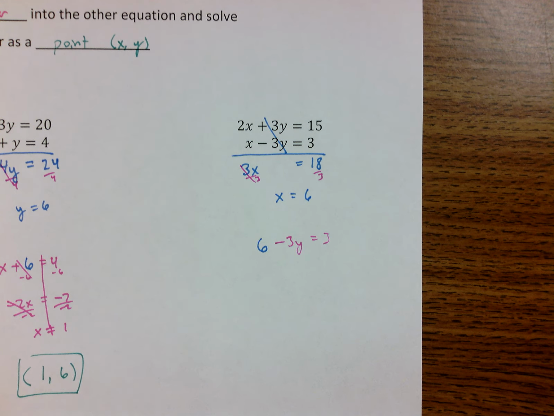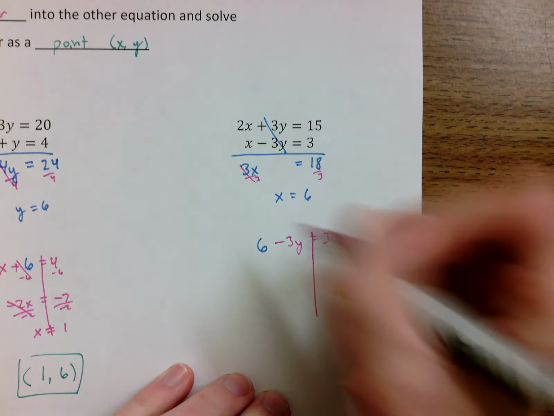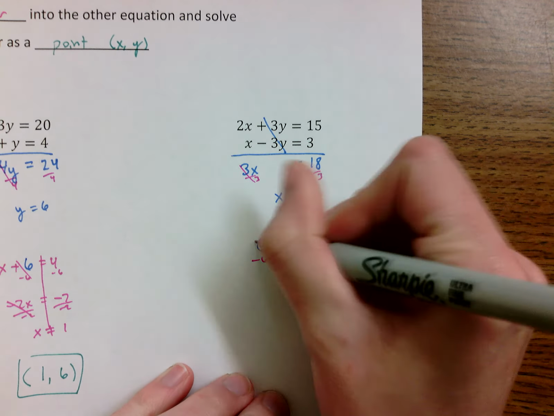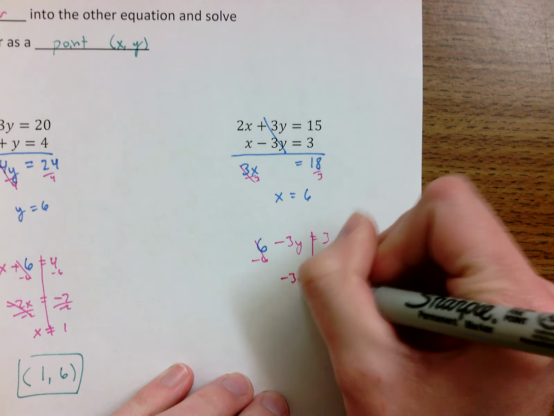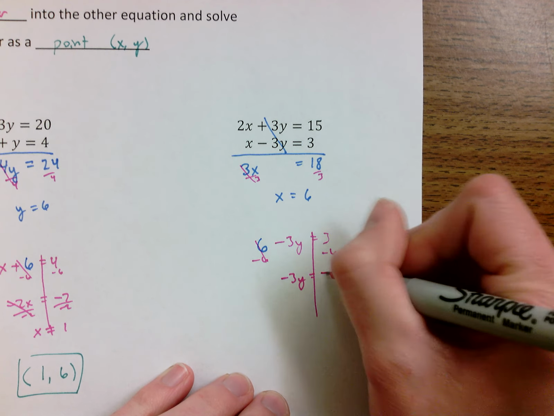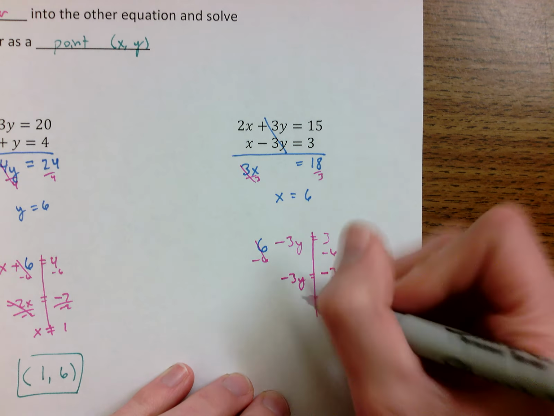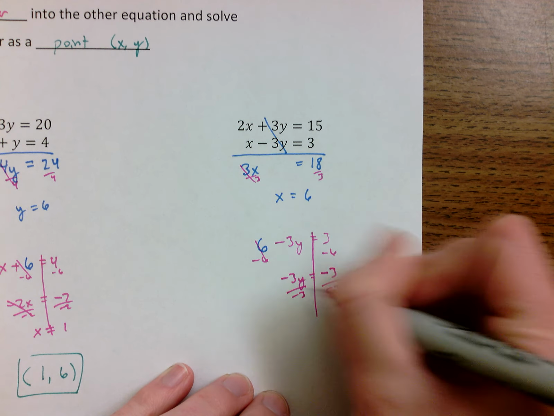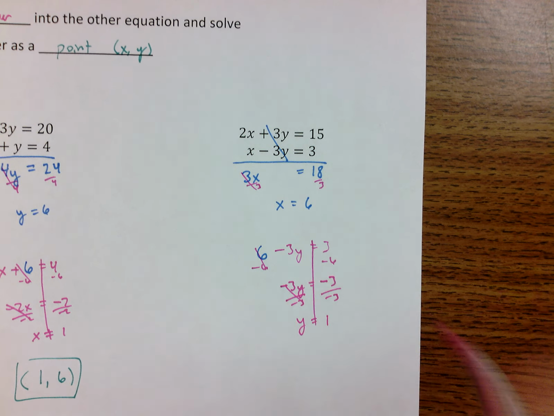All right, and now we're just going to solve this. So I want to get the y by itself, so I'm going to subtract 6 first. That leaves me with negative 3y, 3 buckets of water, and 6 fires. You're going to have 3 fires left over. And then divide both sides by negative 3. Y is positive 1.